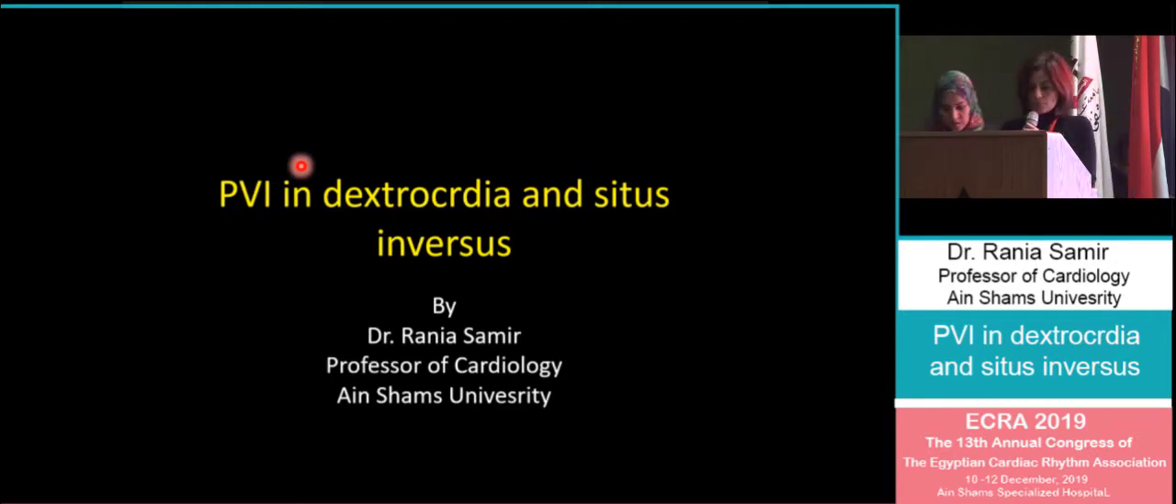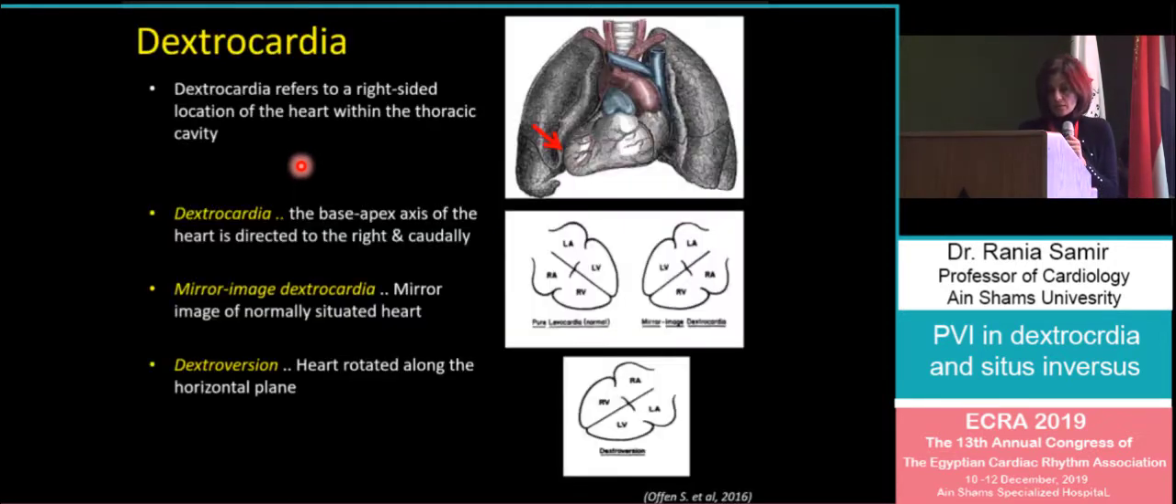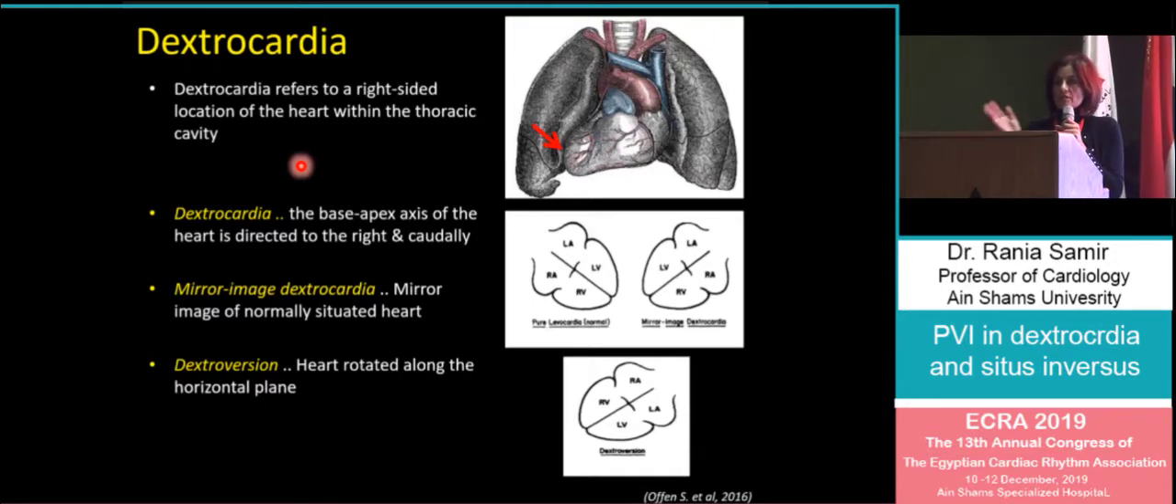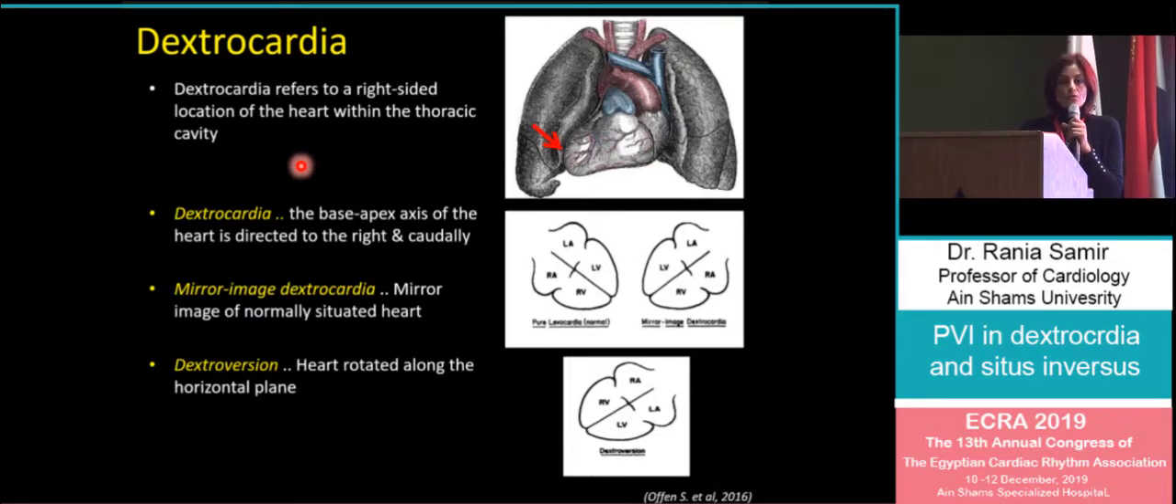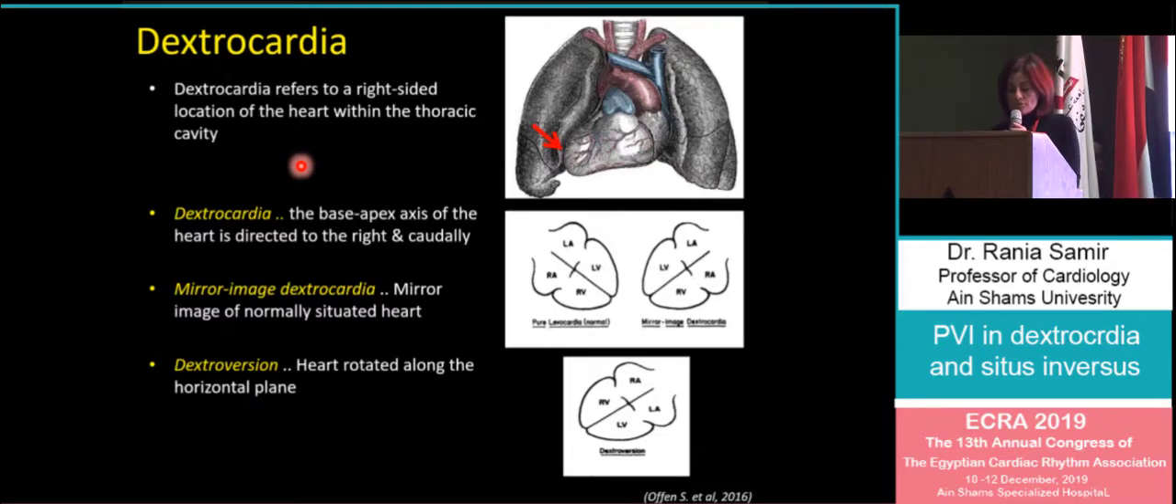Well, my talk today will be about pulmonary vein isolation in dextrocardia and situs inversus totalis. Dextrocardia is a congenital anomaly in which the heart assumes an abnormally right-sided location within the chest cavity, or the thoracic cavity. And it's primarily due to abnormal lateralization of the left-right axis of the heart during early development.